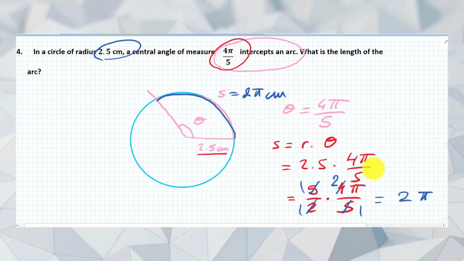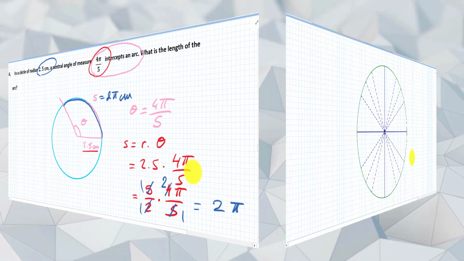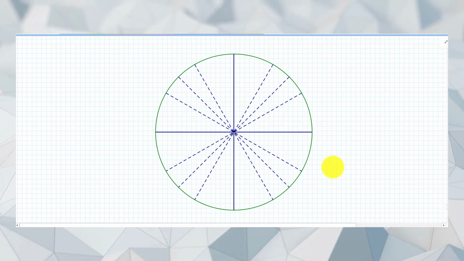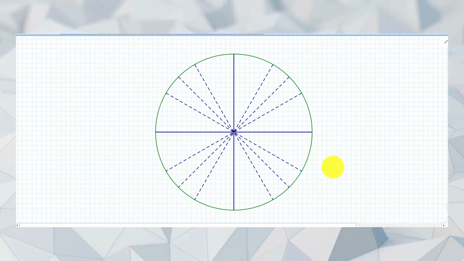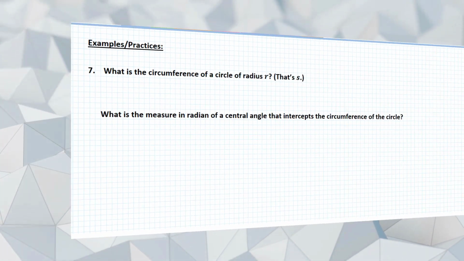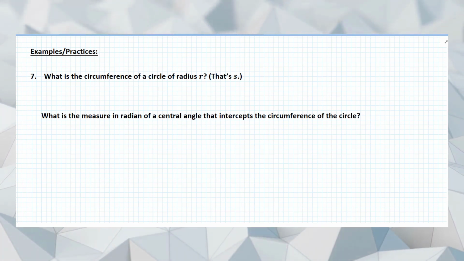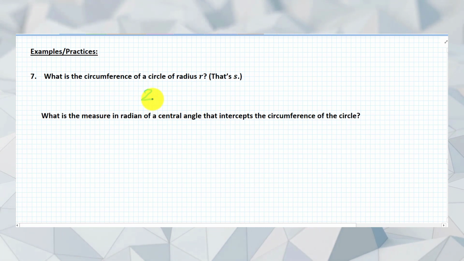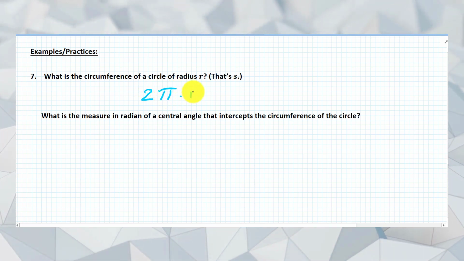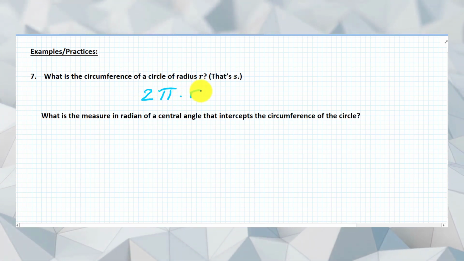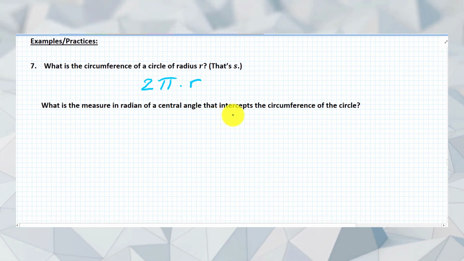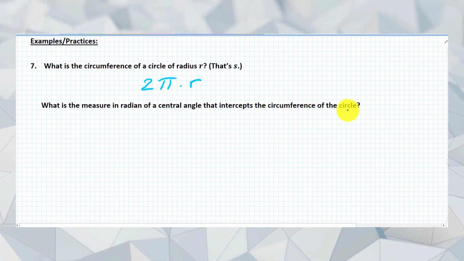Okay, let's go now over the next set of examples. In this set of examples, I want to write the measure in radian of all the common angles in the plane. Let's see how we do that. All right, here's the first question. What is the circumference of a circle of radius r? Well, that's a very old formula, 2 pi times r. Then, what is the measure in radian of a central angle that intercepts the circumference of the circle?